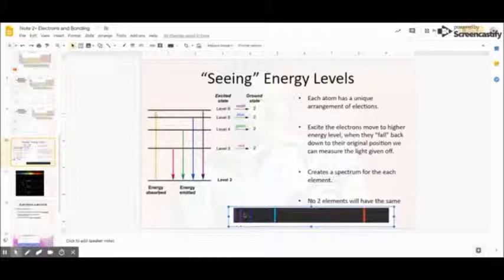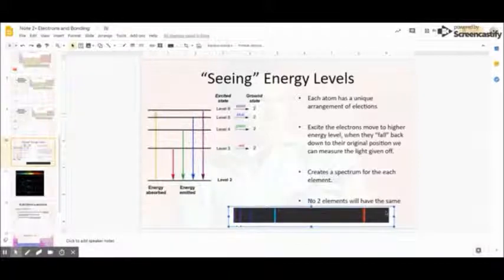And when they come back down, they give off that extra energy as light. And we get these spectrum, these light beams in this picture down below, these bright lines that appear. And these lines appear at certain energies. And these energies are associated with the energy level the electrons are found at.